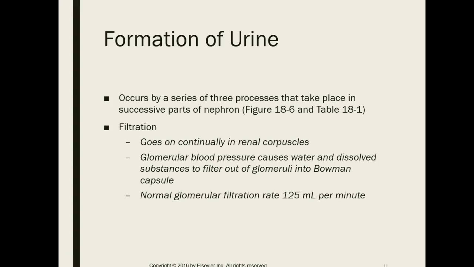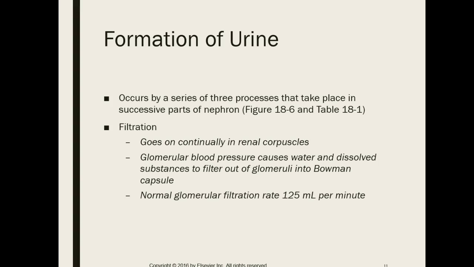So the formation of urine is going to take place in 3 processes. The first is going to be filtration, and then we have reabsorption, and then secretion. Filtration is going to occur in the renal corpuscles. So again, that's the glomerulus, which is the network of blood capillaries, which is then surrounded by the Bowman capsules. So renal corpuscles are glomerulus and Bowman capsules.